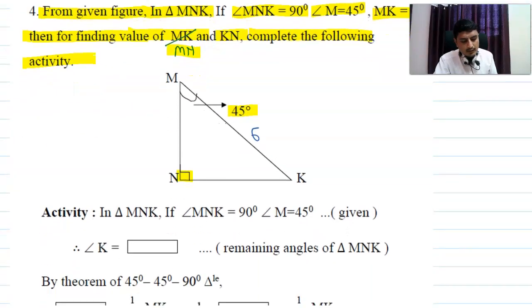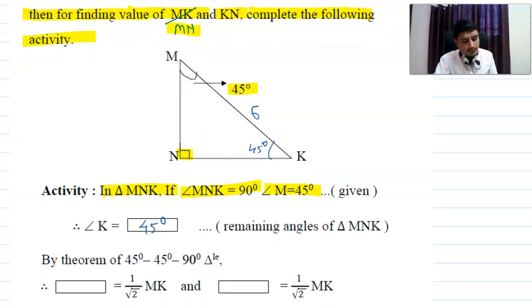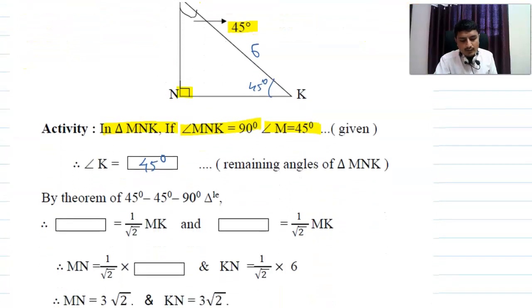Now in triangle MNK, angle MNK equals 90 degrees, angle M equals 45 degrees. So the remaining angle is 45 degrees. As per the triangle law, the sum of all angles of a triangle equals 180 degrees. Taking angle K equals 45 degrees, 45 plus 45 plus 90 gives 180 degrees. So the measure of angle K is 45 degrees, and the given triangle is a 45, 45, 90 degree triangle.